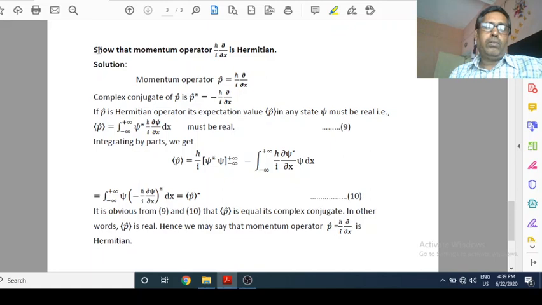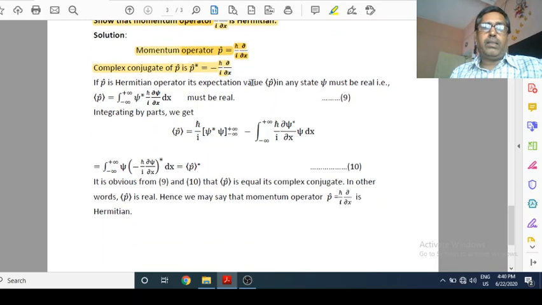Now we want to discuss one of the examples: that the momentum operator h by i del by del x is Hermitian. If this part is asked in the examination, students have to write it, otherwise they can leave this part. See here, momentum operator P is equal to this one. And what we are going to show is that this is Hermitian.